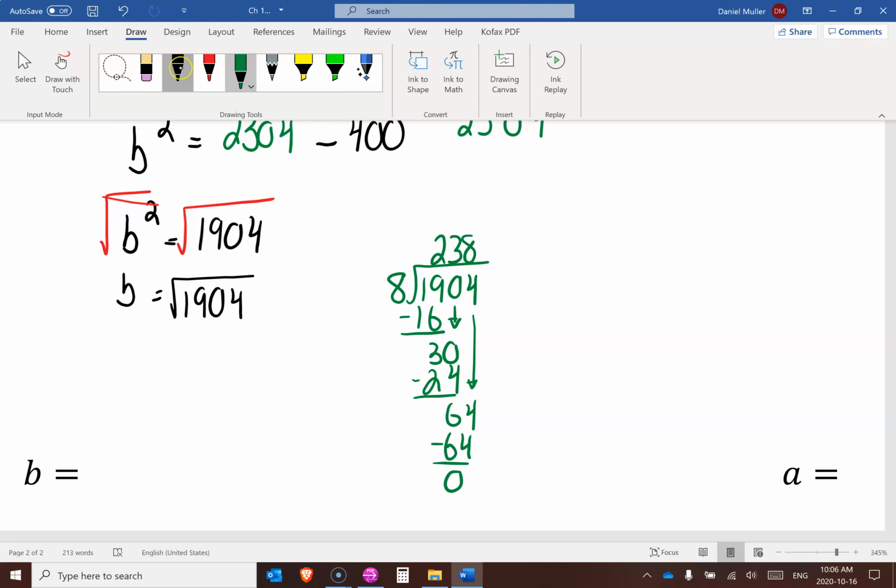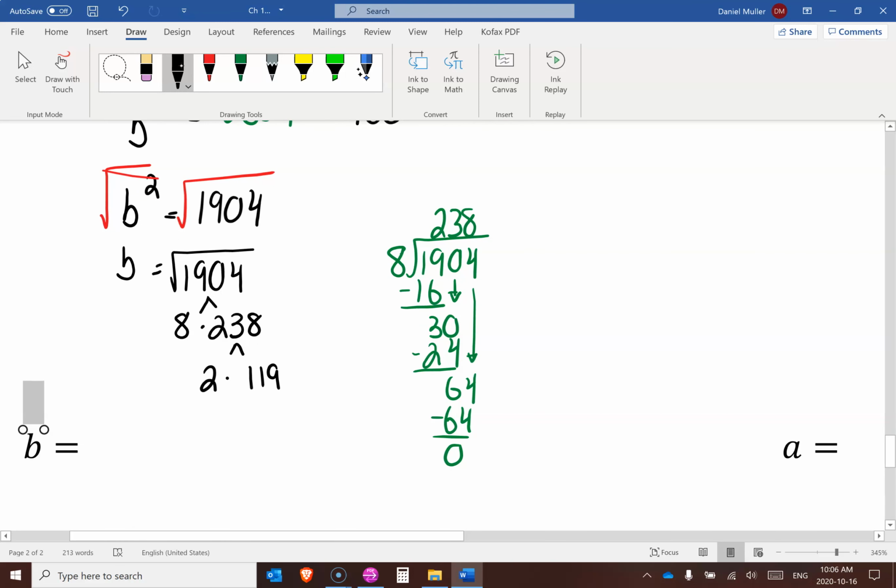So this can break up to 8 and 238. And 238 can actually break up again to 119. And this 8 can break up to 4 and 2, and that 4 can break up, so this actually breaks up to 2, 2, and 2. And 119 is definitely a prime number.